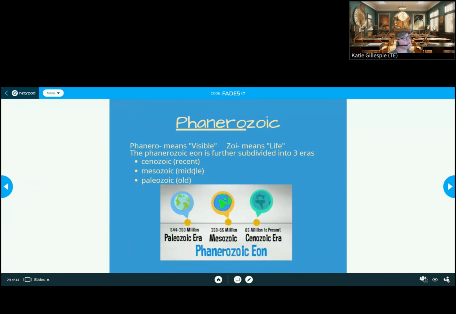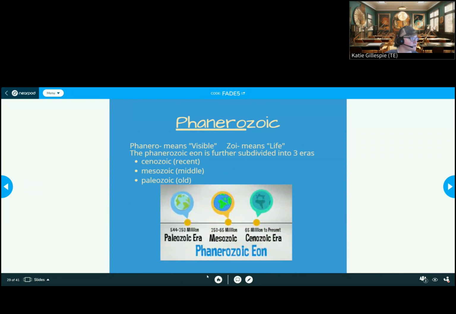So we have the Cenozoic. Ceno means recent. We have the Mesozoic, which means middle. And we have the Paleozoic, which means old. If you think about it, meso sounds like middle, right? Paleo, like paleontologist, means the study of old things, fossils, things like that, rocks too. Geologists can be that way as well.